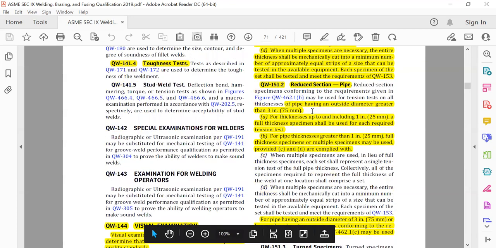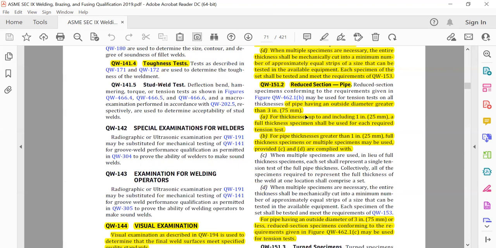So thickness of pipe having outside diameter greater than 3 inch, you go for this, or you go directly with this pipe. For the thickness up to and including 1 inch, 25 mm, a full thickness specimen shall be used for each required tension test. For pipe of thickness greater than 1 inch, 25 mm, full thickness specimen or multiple specimen may be used provided C and D are complied with. When multiple specimen are used in lieu of full thickness specimen, each set shall represent a single tension test of the full pipe thickness. Means you have to test the full pipe, that's all.